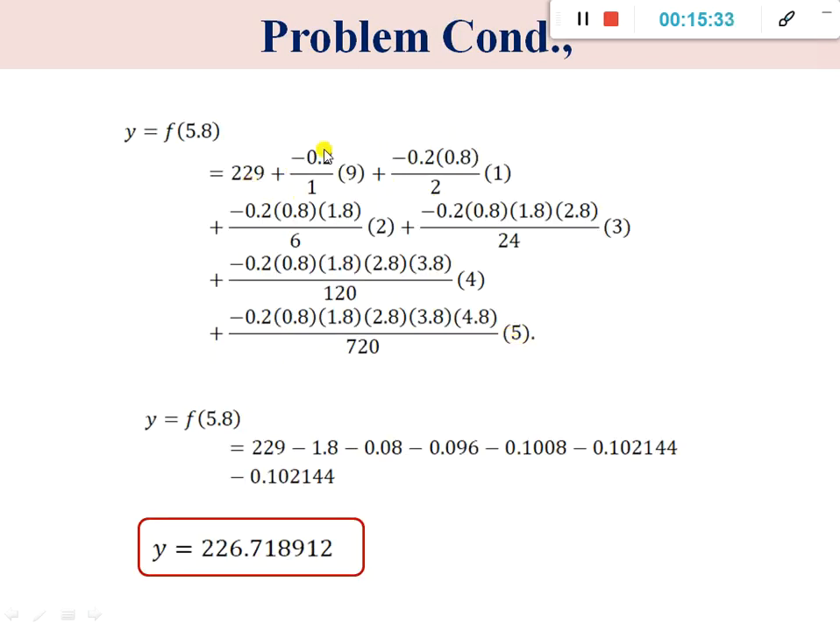So after simplification, the first term value is 229, the second term gives minus 1.8, the third term minus 0.08, the fourth term minus 0.096, the next one is minus 0.1008, the next one is minus 0.102144, the last one is minus 0.102144. So therefore after simplification y is equal to 226.718912. This is the value corresponding to x value 5.8.